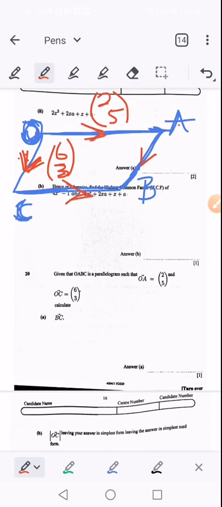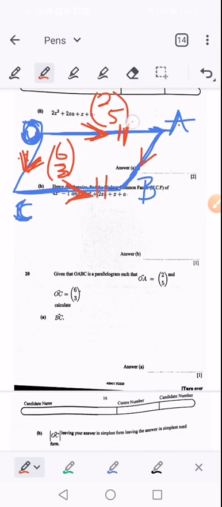Because these are my parallel lines. These are lines that never meet. So this one goes this way, and that one goes this way too. Okay? So the opposite sides of a parallelogram are parallel. Those are the characteristics we should know.